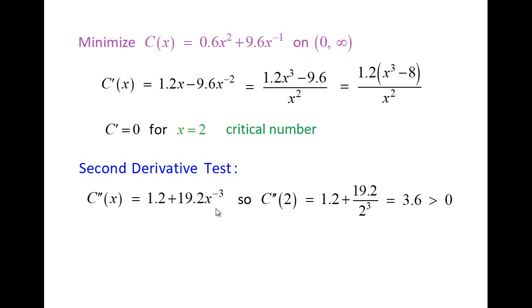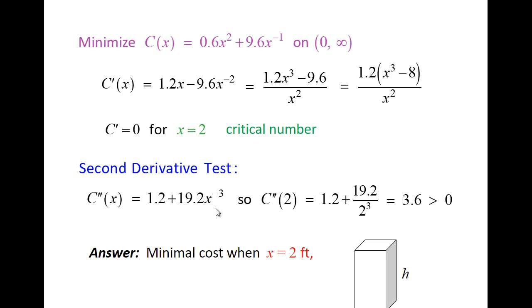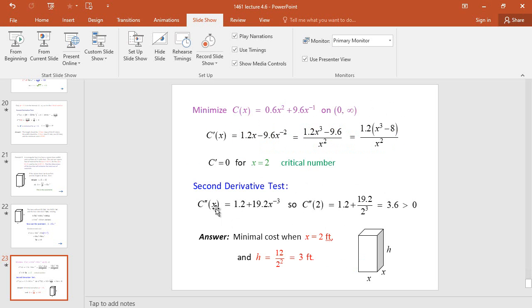So the absolute minimum of the cost function occurs when x is 2, and so the minimal cost happens when x is 2, and if x is 2, then we know that h is 12 divided by x squared, so it's 12 divided by 2 squared, which is 3. So if we pick x to be 2 and h to be 3, then the volume would be 12, and we can minimize the cost.